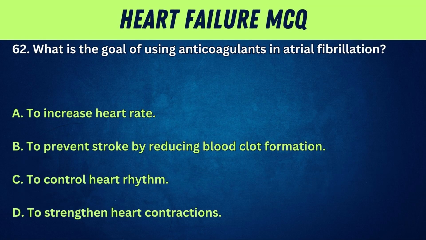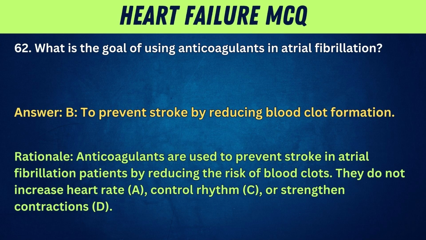62. What is the goal of using anticoagulants in atrial fibrillation? A, to increase heart rate. B, to prevent stroke by reducing blood clot formation. C, to control heart rhythm. D, to strengthen heart contractions.